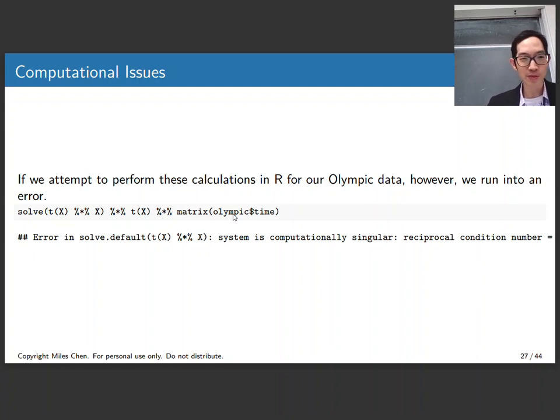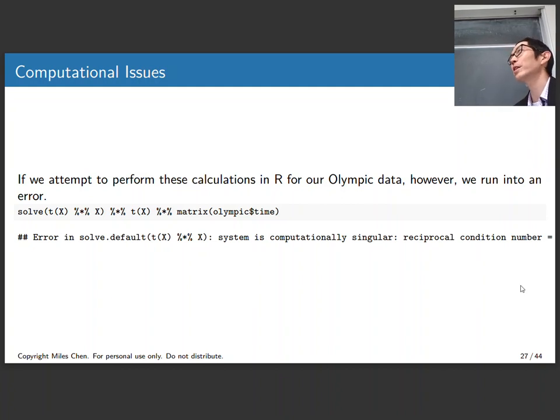What do you think happened? If I try to do X transpose X inverse X transpose T, I run into an error. And what does this error message say? It says error in solve.default, system is computationally singular, reciprocal condition number. Okay, what does it mean for a system to be computationally singular? Something went wrong.